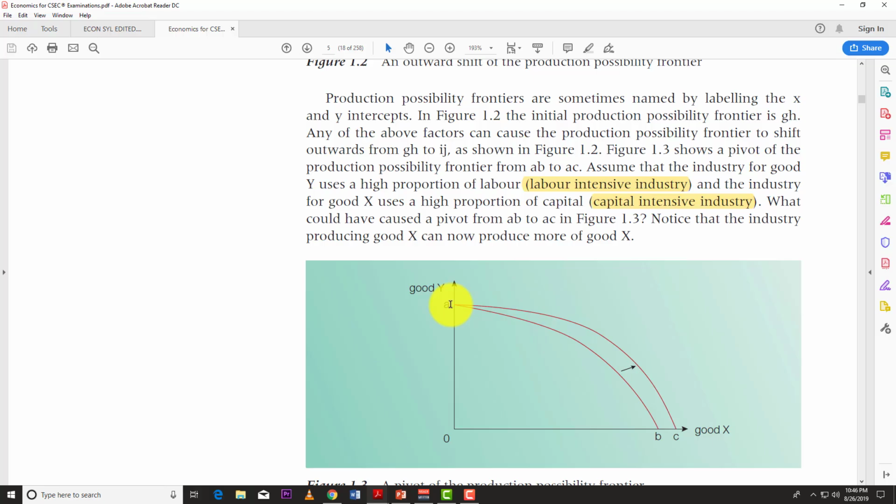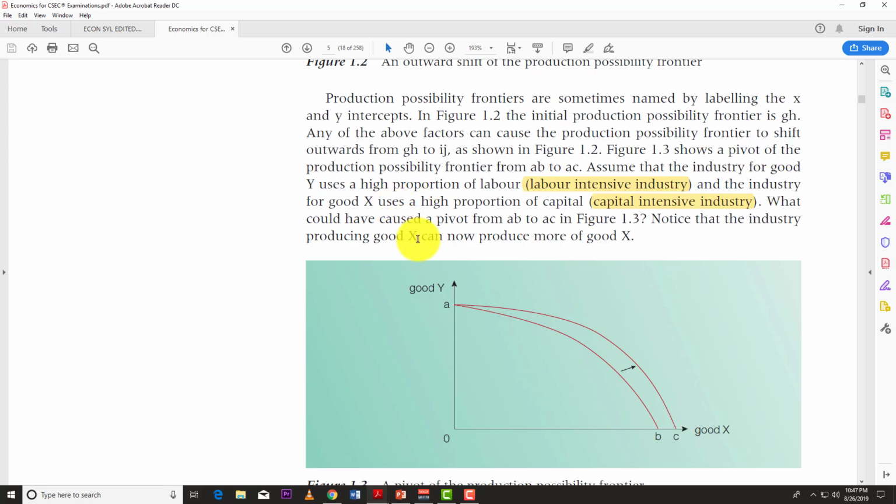Those are labor intensive endeavors: construction, farming, those kinds of things. And the industry for Y uses a high proportion of capital. So we're looking at capital here. Money, more money. It requires a lot of money, like telecommunications and those things. It's expensive to run wire, expensive to buy satellites, expenses. So it costs a lot of money.